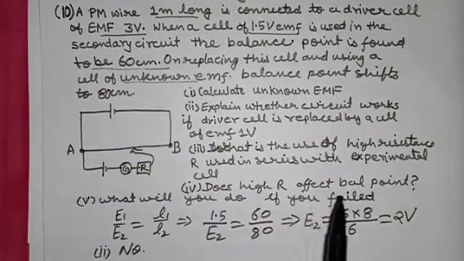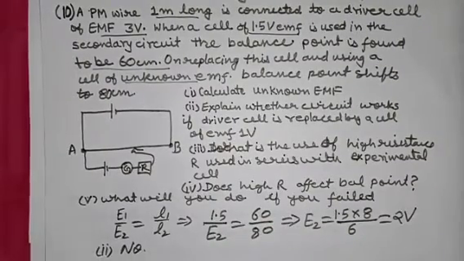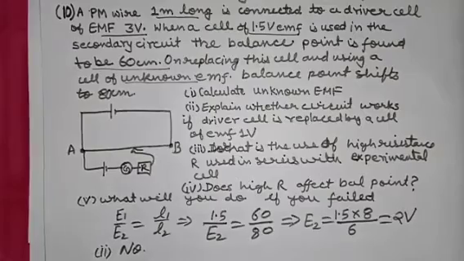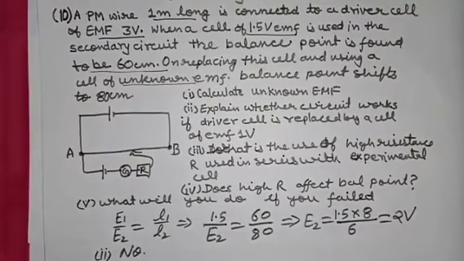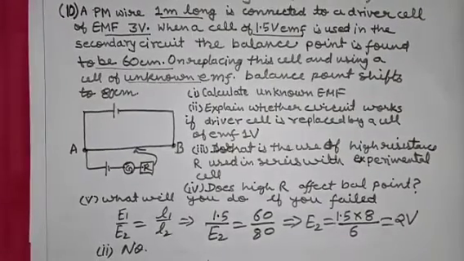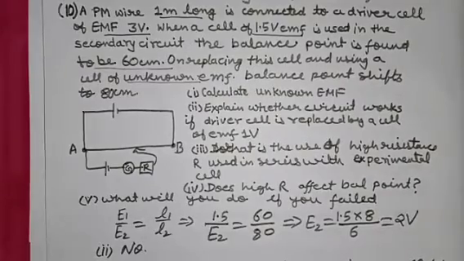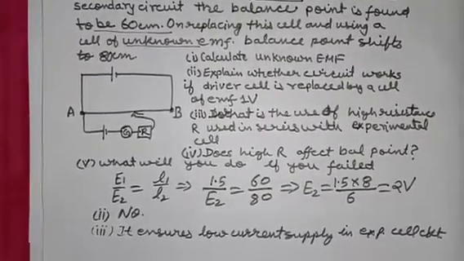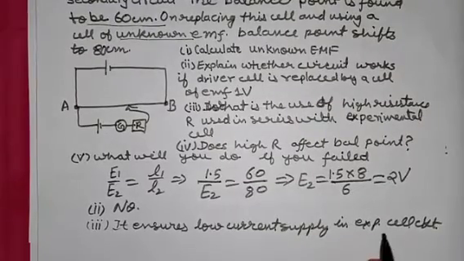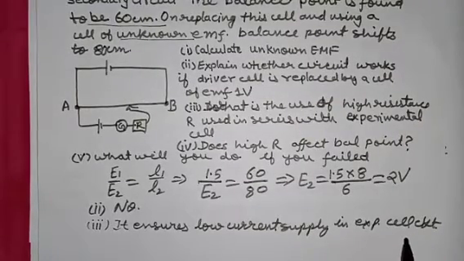What is the use of high resistance? Okay, it ensures low current supply in the experimental cell circuit. In short, I write CKT. Okay, it ensures low current supply in the experimental cell circuit.